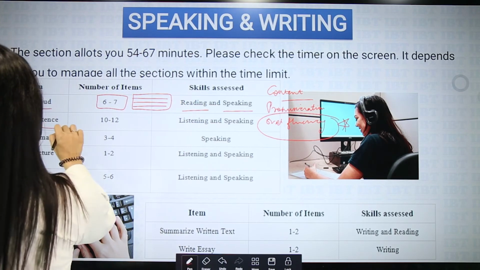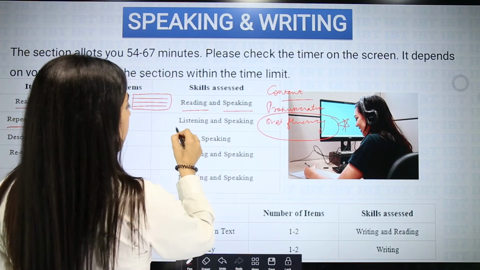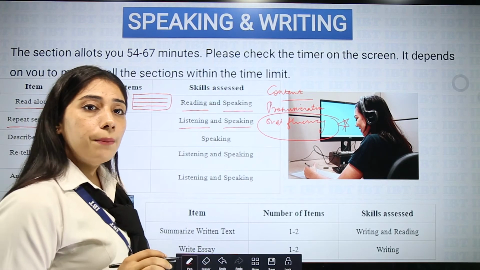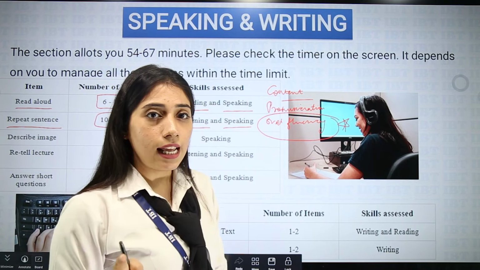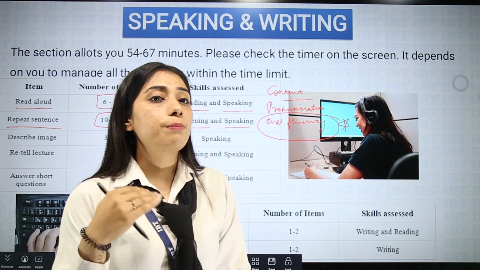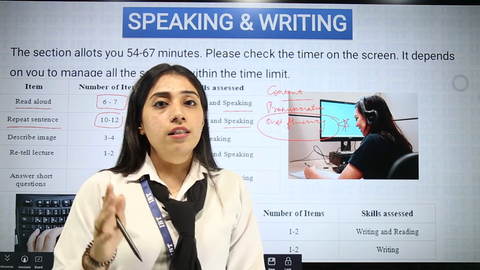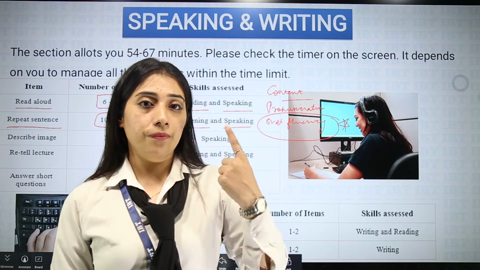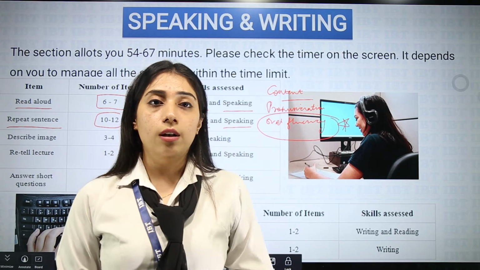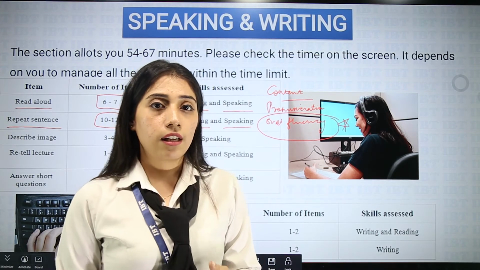Then comes repeat sentence. In the exam, there will be 10 to 12 such questions, and your listening and speaking skills will be evaluated out of it. So in this, what happens? You will be listening to a sentence, and within 3 seconds your recording will start and you have to repeat the same sentence. For example, the computer virus destroyed all my files. The computer virus destroyed all my files, right? This is what you have to do in repeat sentence, right?